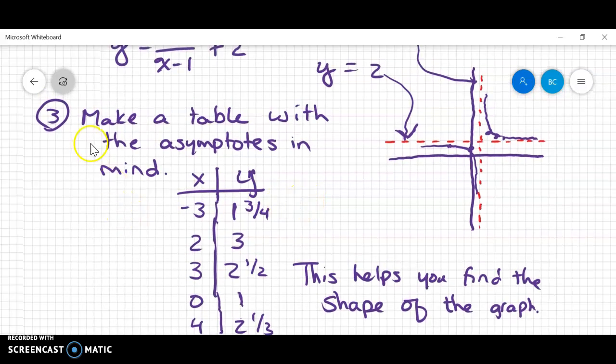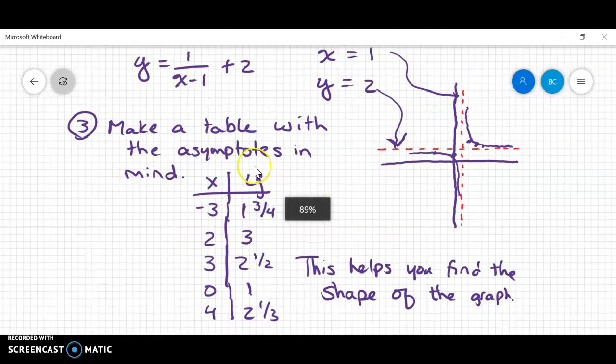The next thing I'm going to do is make a table, and I'm going to keep the asymptotes in mind. I don't have to have a lot of values in my table because I know that it's just going to keep getting closer and closer to that asymptote. So when I look at these asymptotes, if this is where it crosses, I'm pretty sure I'm going to have a point right here. So I want to make sure that I include 2 in my table. If I plug 2 into my equation, I have 1 over 1 plus 2, which is 3. So there's going to be my point (2, 3).